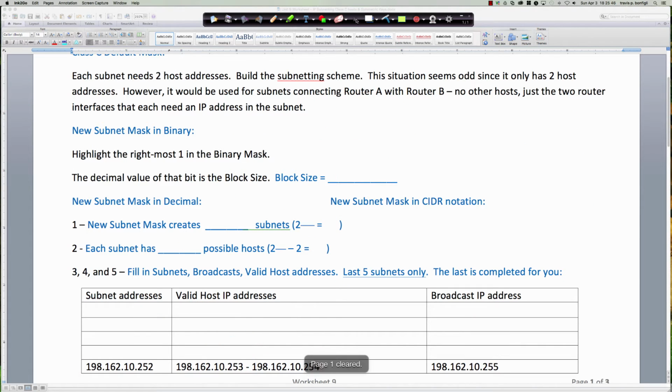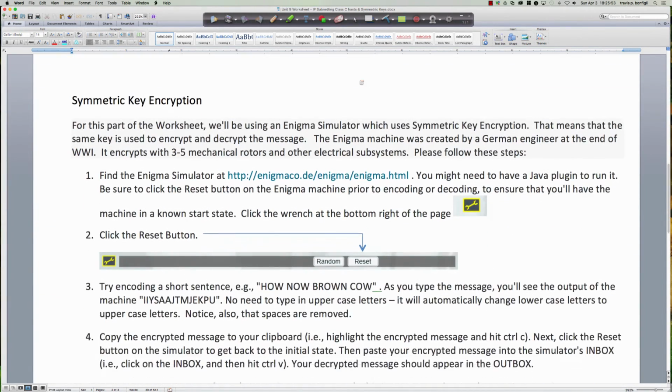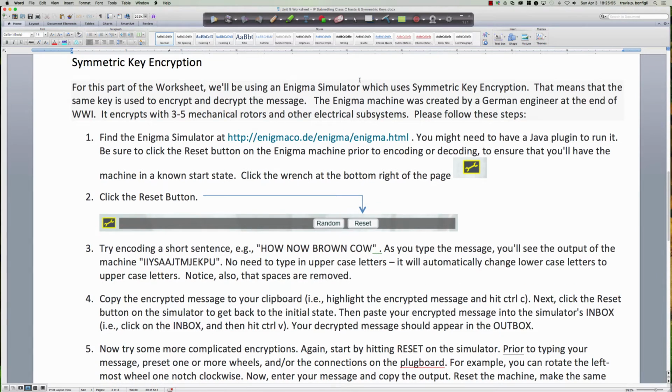All right, let's clear our screen here, and let's scroll down a little bit, and take a look at the symmetric key encryption. Now remember, the key with symmetric key encryption is that the key that's used to encrypt the data is the same key that's used to decrypt the data. So we're going to be taking a look at the Enigma machine that was created by a German engineer at the end of World War I.